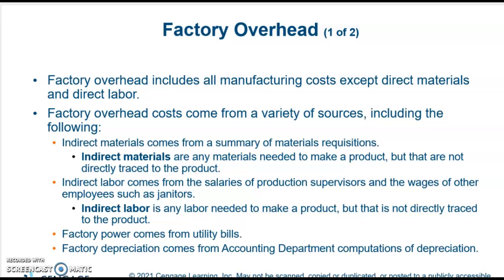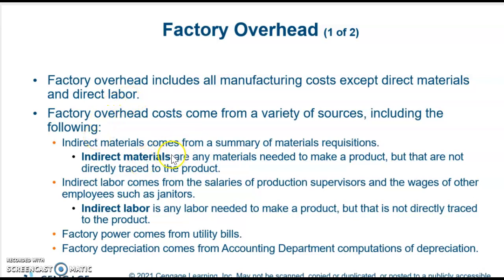Okay, so we talked about manufacturing overhead or factory overhead, and we discussed indirect materials, it's factory overhead, indirect labor, but there's also lots of different indirect costs. In fact, anything that happened inside the plant that can't be traced is going to be factory overhead. So factory overhead includes all manufacturing costs except direct materials and direct labor.